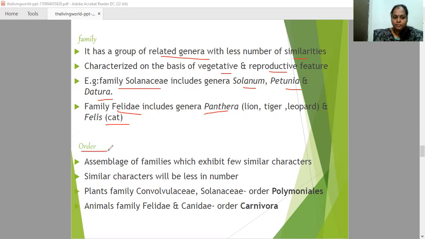Next is order. An assemblage of families which exhibit a few similar characters is an order. The similar characters will be fewer in number. The plant family Solanaceae belongs to the order Polymoniales. Animal families, that is Felidae and Canidae, belong to the order Carnivora. Here we see families which exhibit few similarities of characters.